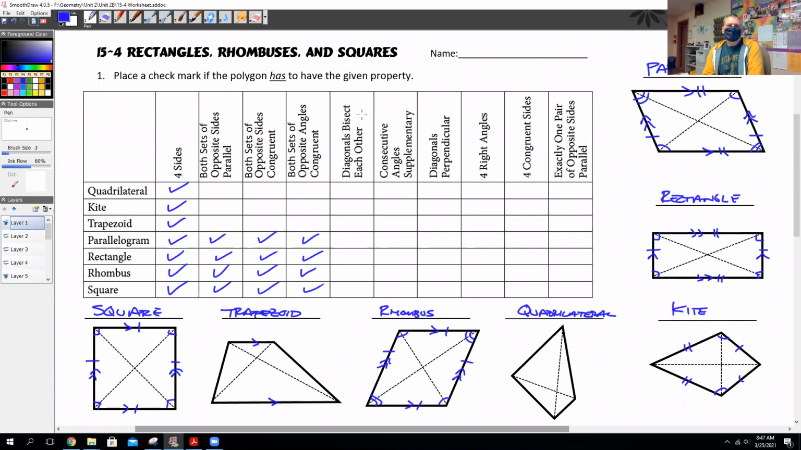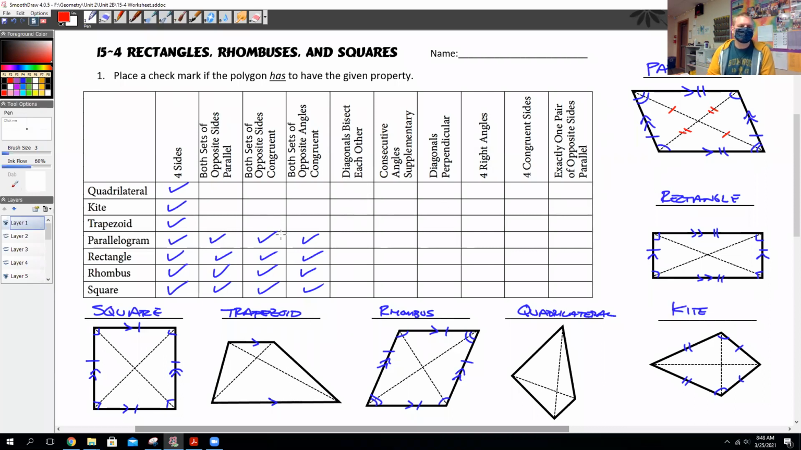Now we're talking about diagonals. Diagonals bisect each other. What's bisect mean again? Cuts them in half. So parallelogram, do these look like they're getting cut in half? Yep, and they are. I'm going to use a different color just to make this hopefully a little easier. So that length is the same as that, and that length will be the same as that.